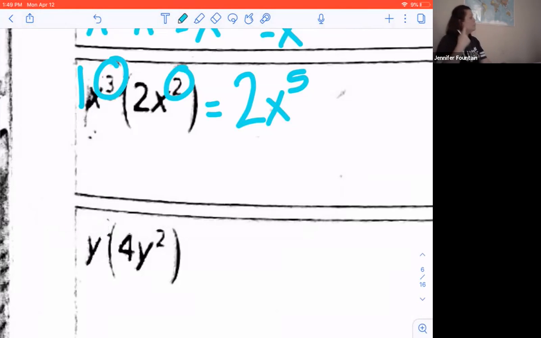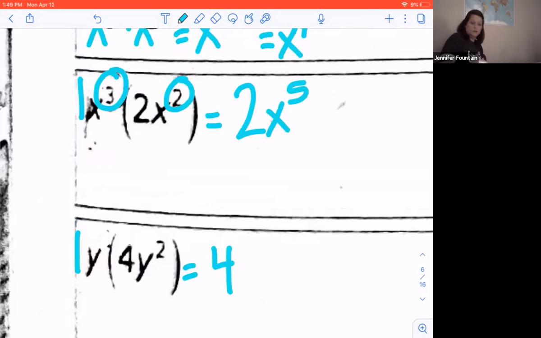So in this one, what number do I understand is in front of y? Just a 1. And what's 1 times 4? 4. Now I have y times y squared. What is my understood exponent of y? It's just going to be y to the first, right? So what am I going to do with those exponents? I add my exponents, so I'm going to have 1 plus 2. So I'm going to have 4y to the what? What was my understood exponent of the first one? What do I have written right here? 1. A 1. What is my exponent here? 2. 3. So 4y cubed, multiply the coefficients, add the exponents.